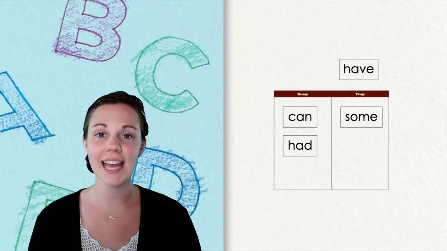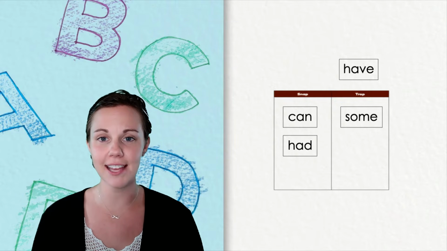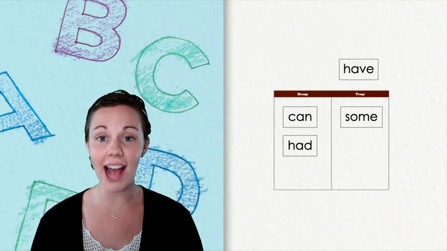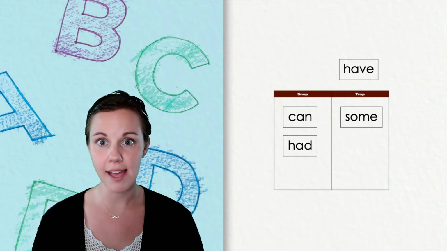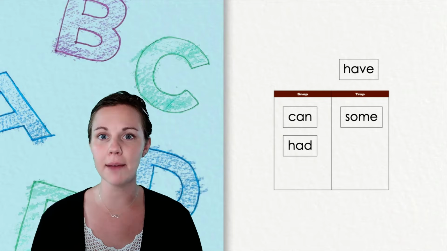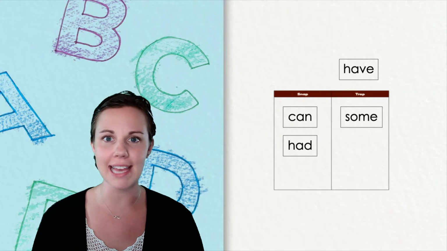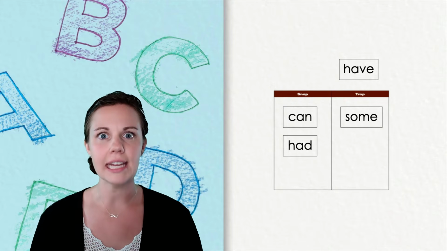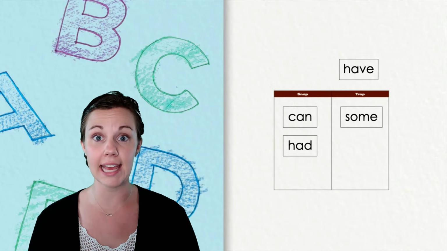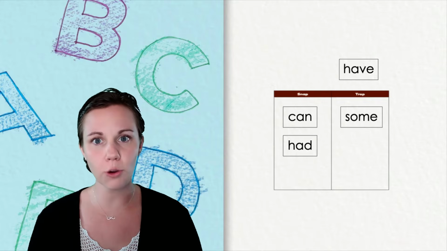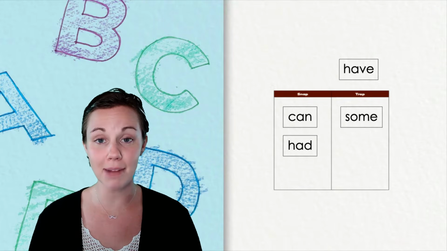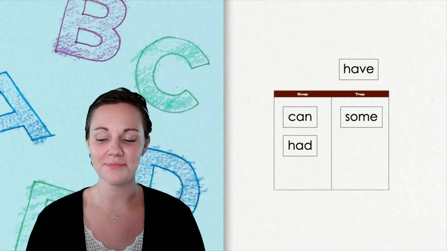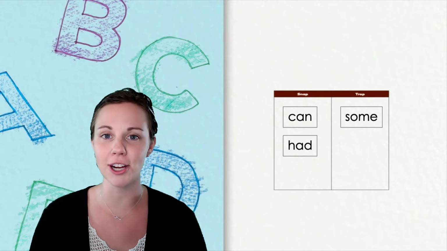This is the word have. Say it. Again, I see a magic E, but it isn't doing its job because there's no long A sound. Have. It's still making a short A sound. That's quite tricky. It must be a trap word. Here it goes into the chart.